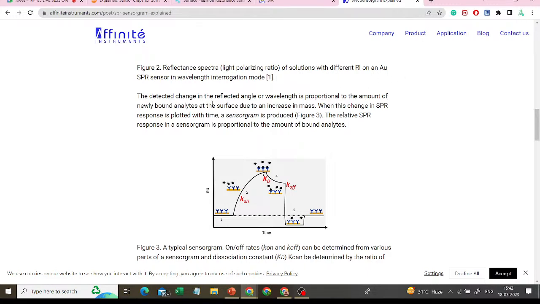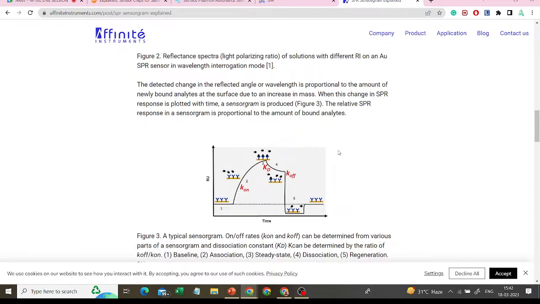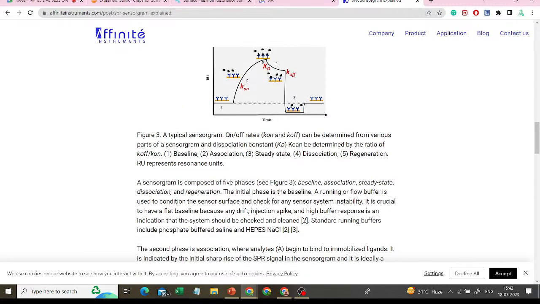When this change in SPR response is plotted with time, in the x-axis it is time, and in the y-axis is response units. So what is the change in the reflectance? The relative SPR response is proportional to the amount of your bound analytes. In a typical sensorgram, the on or off rates, that is the K on or the K off, can be determined from the sensorgram. This is your on rate where the binding is happening, and then it is the off rate, and KD is determined by the ratio of K off by K on.